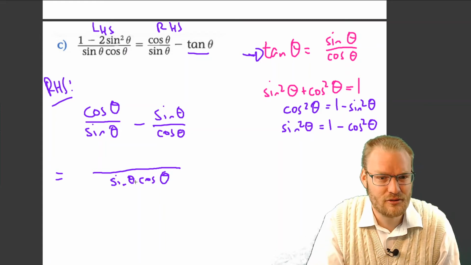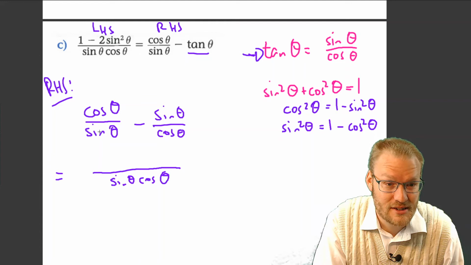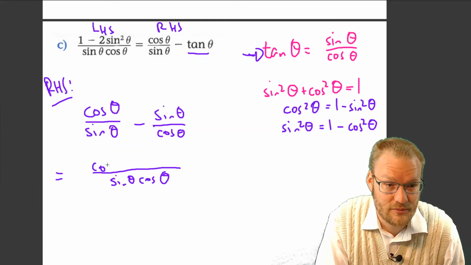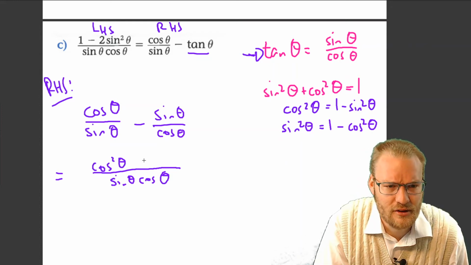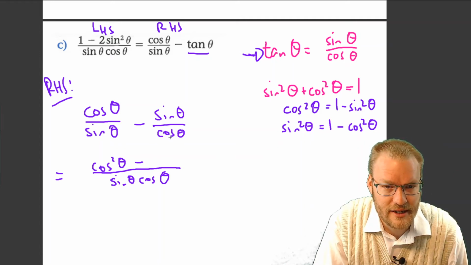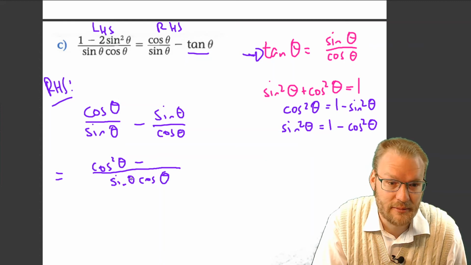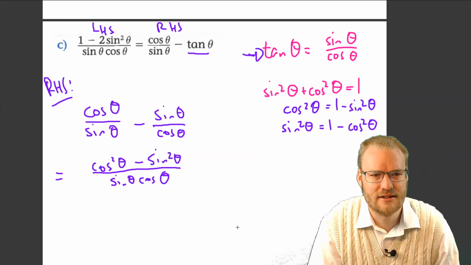Okay, so through all my rambling, I hope you wrote down the numerator now. Sine theta is already there, so we need to multiply this by cos theta. So we've got cos squared theta. Then minus sine theta. Well, the denominator is cos theta, so we still need to multiply that by sine theta. So sine theta times sine theta, sine squared theta.